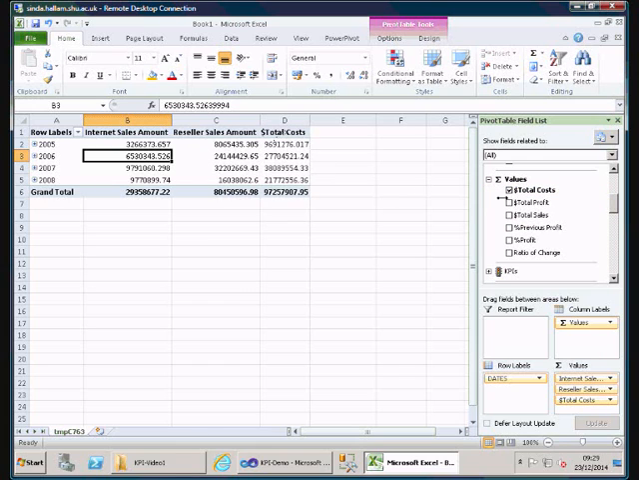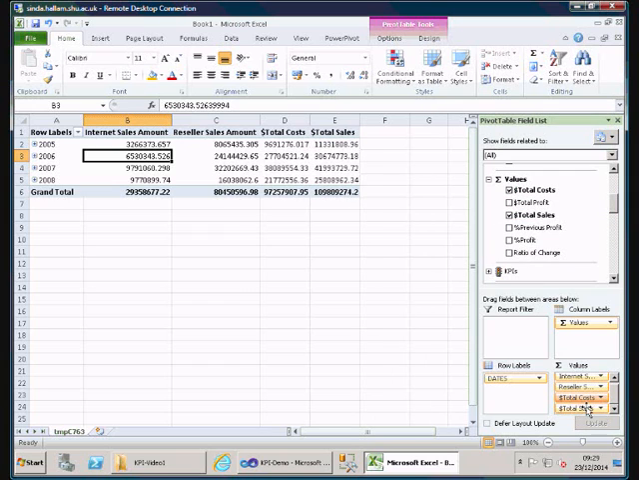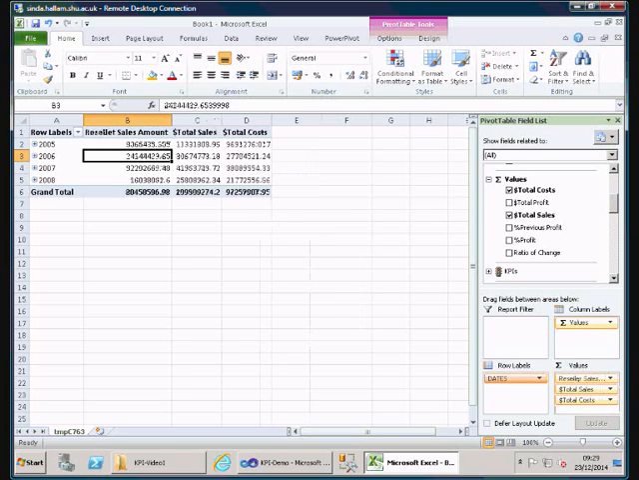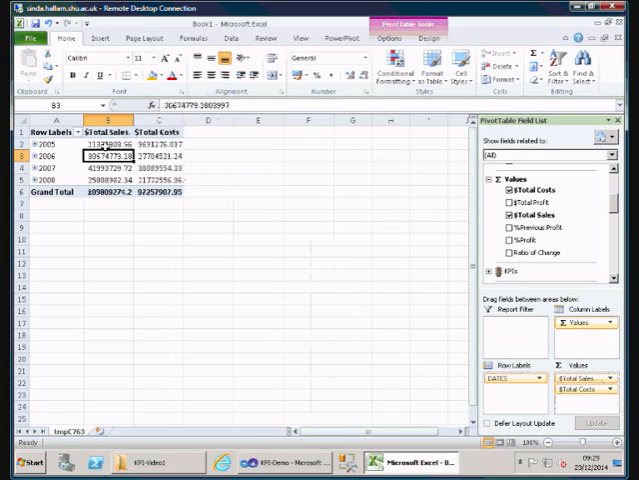Now let's have a look at the total costs. I'm going to put the total sales in and then the total costs. Let me get that the right way around. There. So instead of just seeing the internet sales and the reseller sales, we've now pre-added those together. Let's take those away. And this is our overview: total sales and total costs.